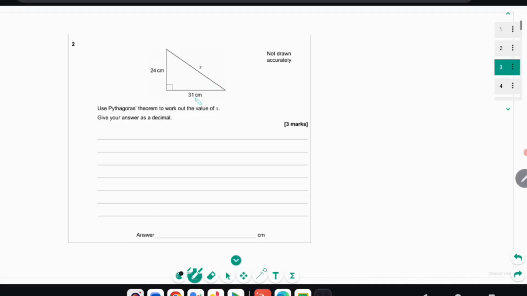Question 2, use Pythagoras' theorem to work out the value of A. The Pythagoras' theorem, a squared plus b squared equals c squared, and c has to be the hypotenuse. 24 squared plus 31 squared, I just typed straight into my calculator. 1,537 is equal to x squared. Square root both sides. Gives you x is 39.2. It asks just for a decimal. It doesn't say how it wants you to round it, so 39.2.